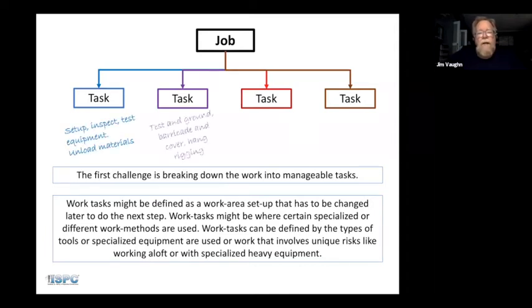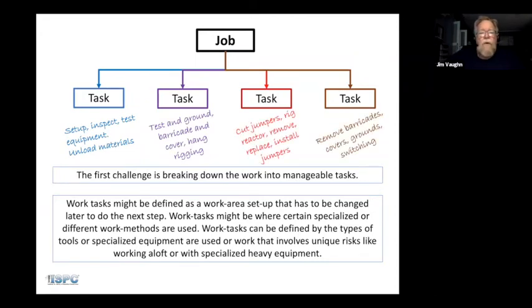But from there, let's say that we're going to do a job on a job site. We have setups of equipment, inspections of equipment, testing of equipment, unloading materials, then test and ground a bus, barricade, cover up, hanging rigging, cutting jumpers, rigging reactor, remove, replace, install jumpers. This is from a reactor job in a substation. And then remove the barriers, covers, grounds, and switching. And yes, taking that stuff down is another part of the process.